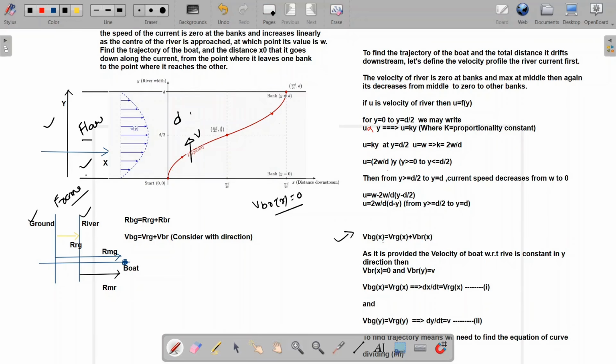Now let's examine the river current. The current is zero at both banks. It increases linearly as we move toward the center. Let's call the river's velocity u, so u is proportional to y. We can write u = k y, where k is a constant.